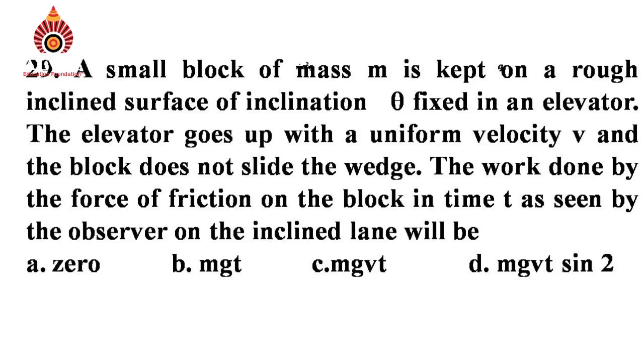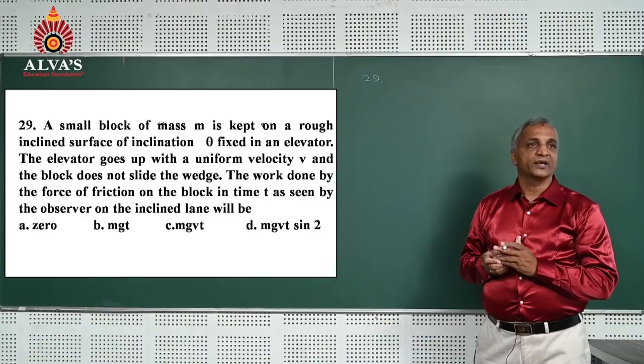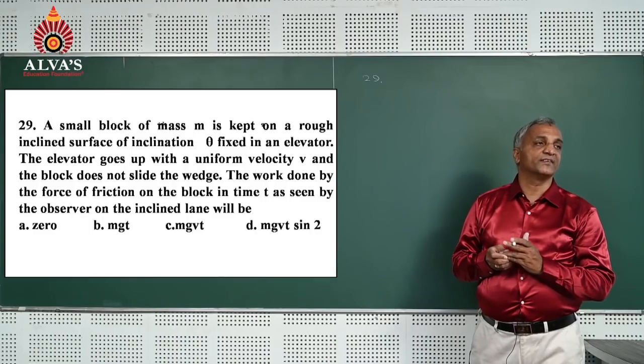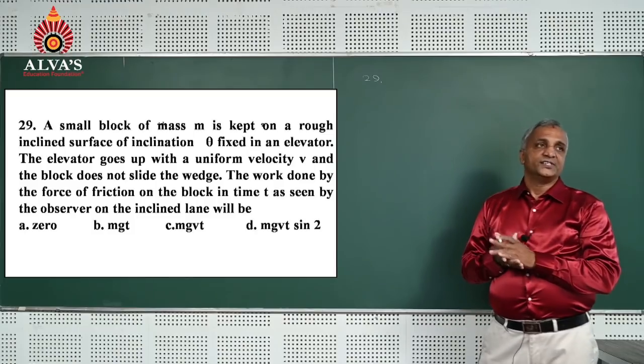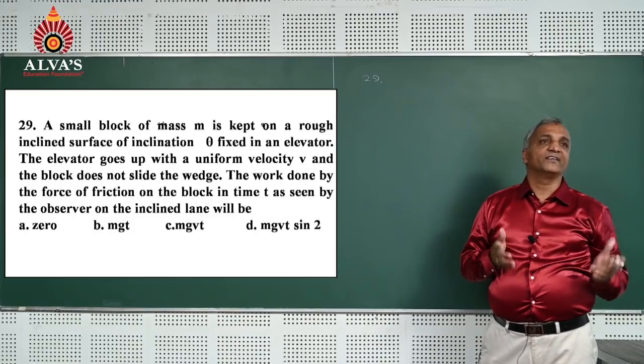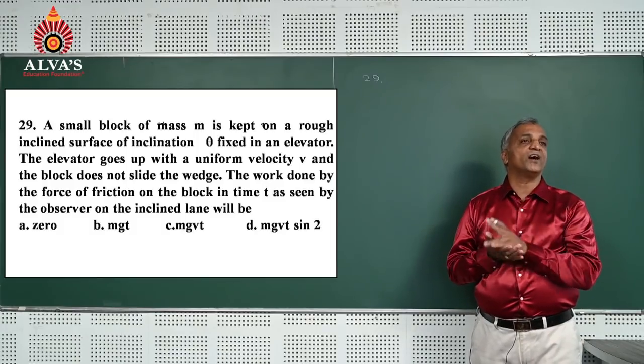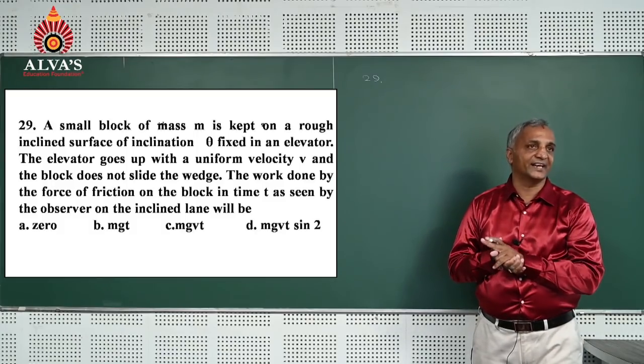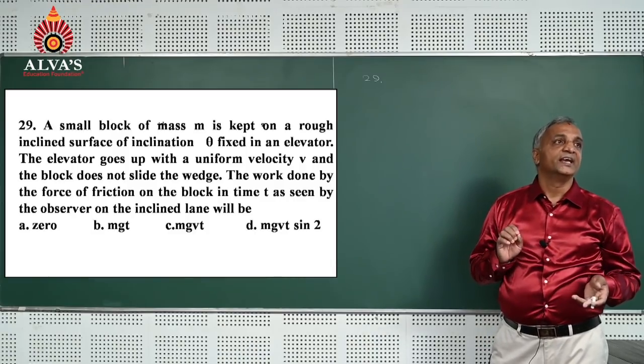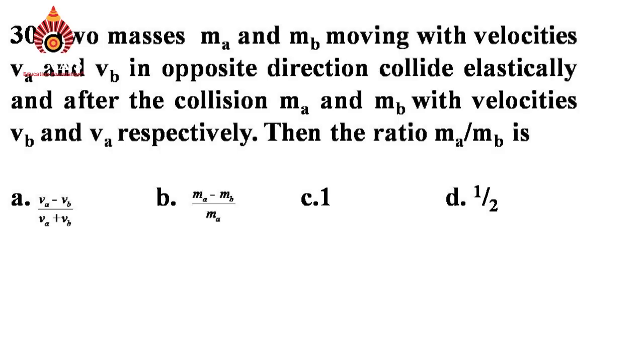Question number 29. A small block of mass m is kept on a rough inclined surface of inclination theta fixed in an elevator. The elevator goes up with a uniform velocity v, and the block does not slide on the wedge. The work done by the force of friction on the block in time t as seen by the observer on the inclined plane will be. See here, the idea is, it is very clearly given the elevator goes up with a uniform velocity. That means there is no question of acceleration. Since it is moving with a uniform velocity, the net force will be equal to 0, so work done will be 0. So I'll go for option A.